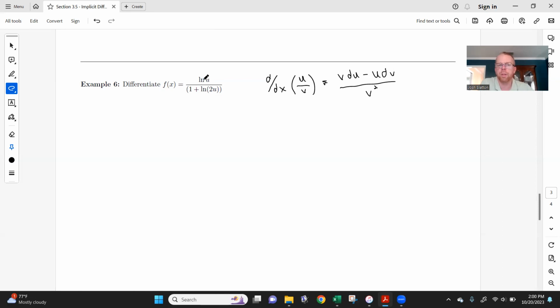All right, so of course in this one, the u function for the formula is ln of x. The v function is 1 plus ln of 2x. I guess I may have forgotten something on that. No, I didn't. I just put an extra parenthesis. That's okay. We don't really need the extra parentheses on the bottom. All right, so we have the bottom.